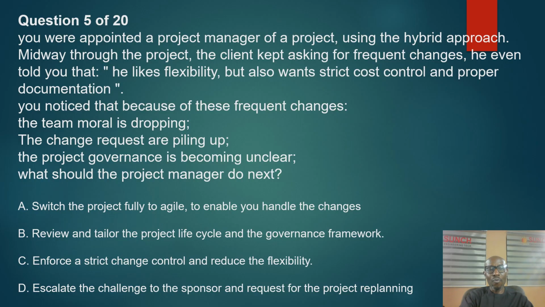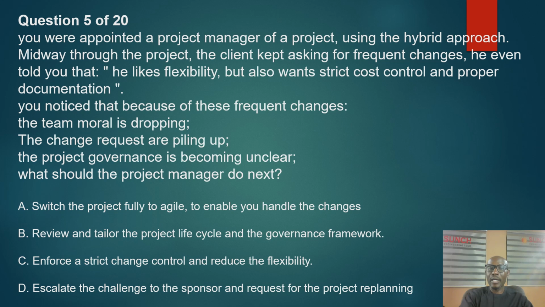A. Switch the project to agile to enable you handle the changes. B. Review and tailor the project life cycle and the governance framework. C. Enforce a strict change control and reduce the flexibility. D. Escalate the change to the sponsor and request for project replanning.